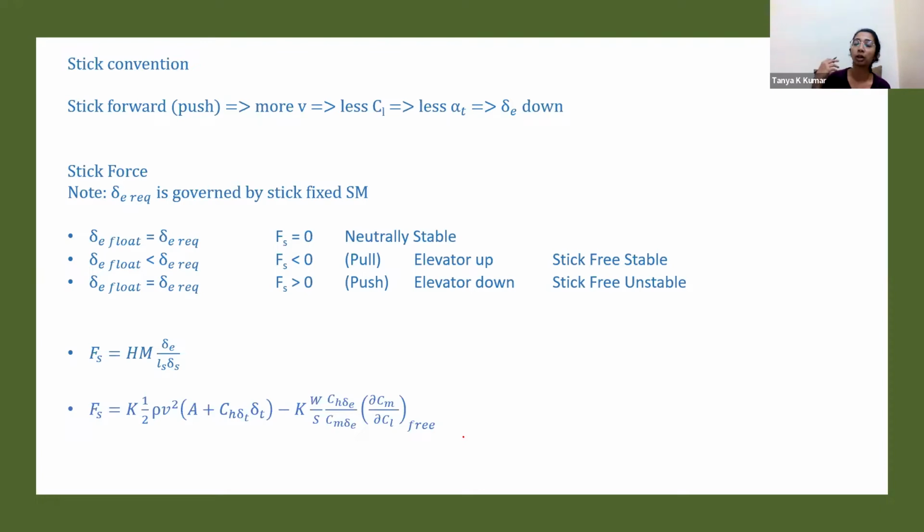Okay, how do you get more velocity? How do you maintain more velocity in trim? You have to reduce the CL. How do we reduce the CL? We reduce the angle of attack. How do you reduce the angle of attack? You deflect your elevator down.